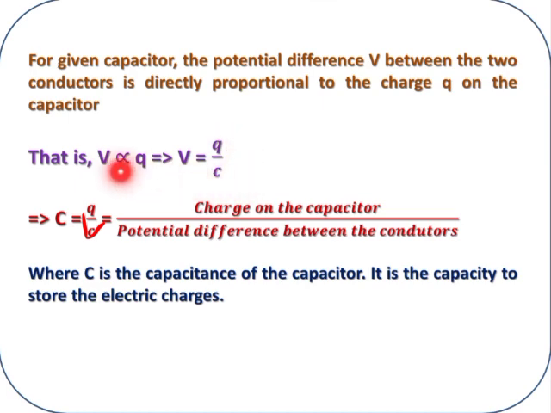If we remove this proportionality sign, then we have to add a proportionality constant, which is nothing but C. C is the capacitance of the capacitor. Next step, we can write the same expression in this way also: capacitance of a capacitor C is equal to Q by V, where Q is the charge of the capacitor, V is the potential difference between the conductors, and C is the capacitance of the capacitor.